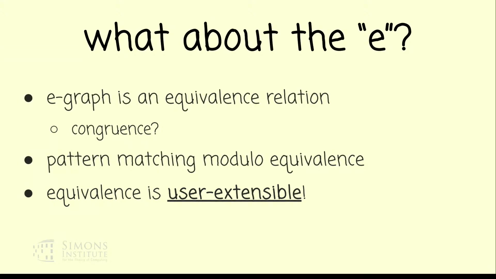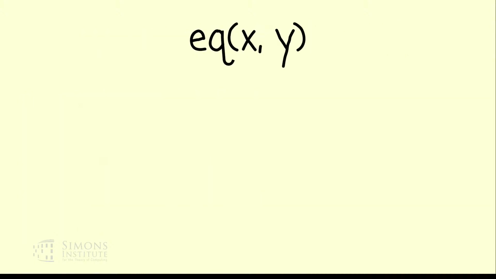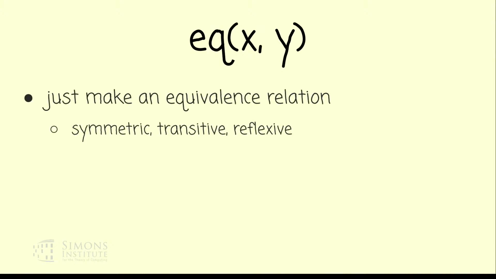And the really important thing here is that equivalence is user extensible. All right, so think EGDs, right? This notion of equivalence is something that the user is going to be building up dynamically at runtime. So how are we going to do this? Well, our first stab was, well, an equivalence relation is just a relation. It's symmetric, transitive, and reflexive. We can write down all of those things as Datalog rules. So let's just do that.